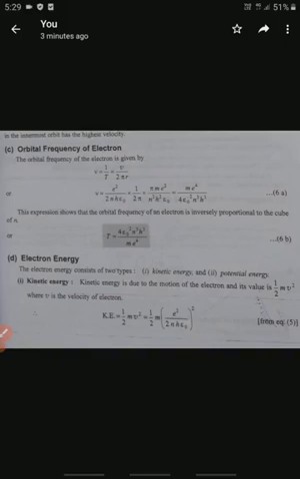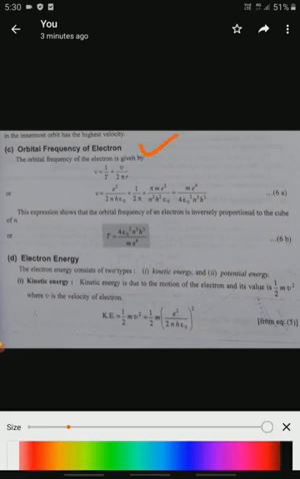Already in the last class we discussed some quantities associated with Bohr's orbit: radius of orbits, velocity of revolving electrons, and orbital frequency. Today we'll discuss the remaining quantities associated with Bohr's orbit.